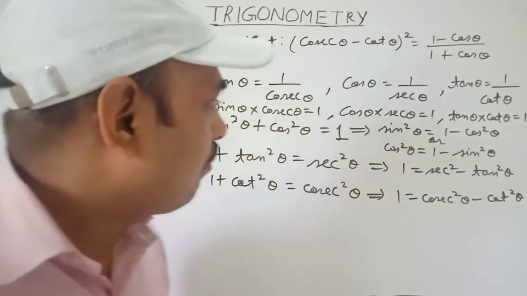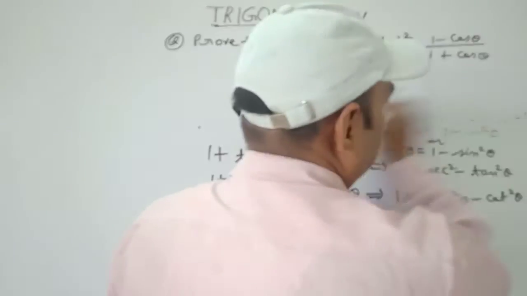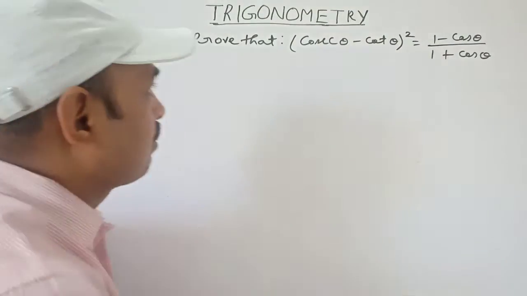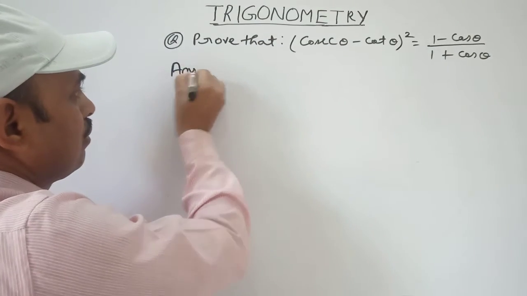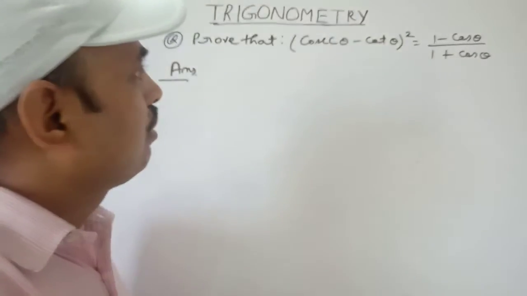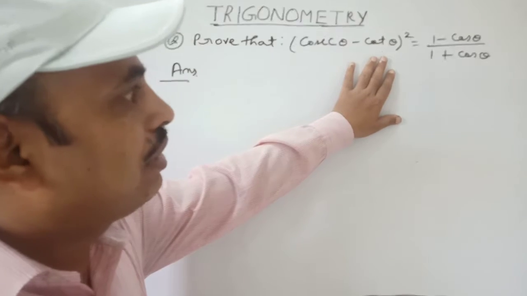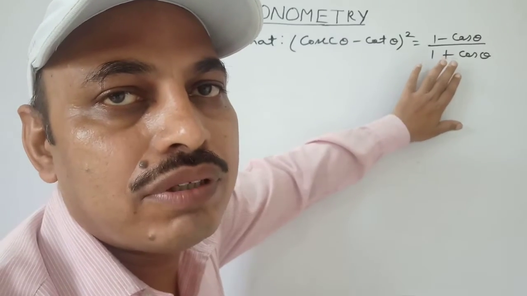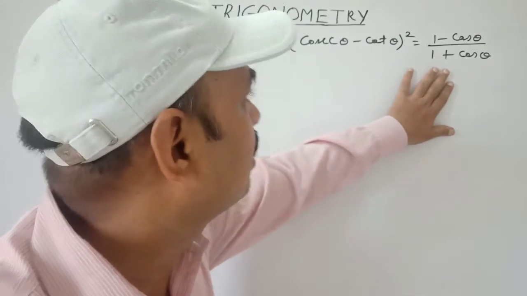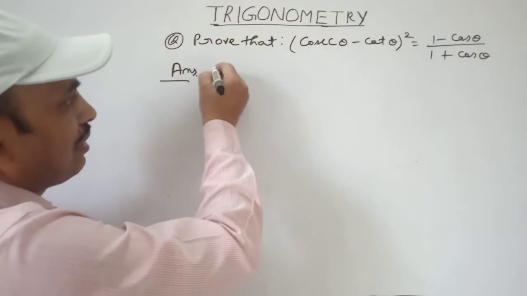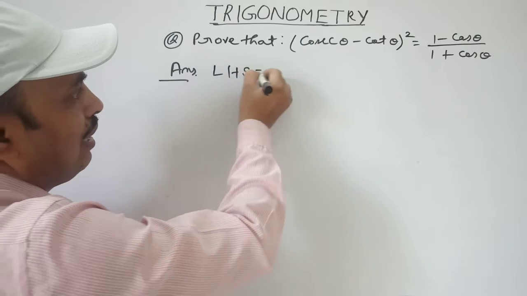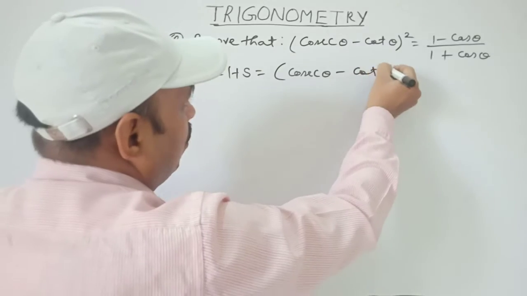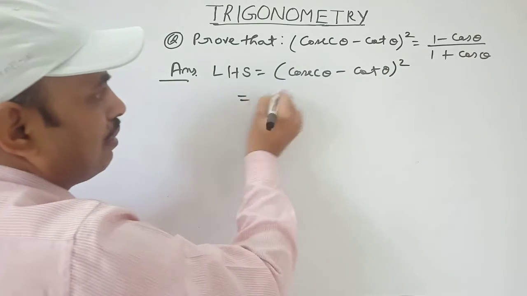Okay. Our first question is prove that (cosec theta minus cot theta) whole square is (1 minus cos theta) upon (1 plus cos theta). LHS. What is LHS? LHS is (cosec theta minus cot theta) whole square.